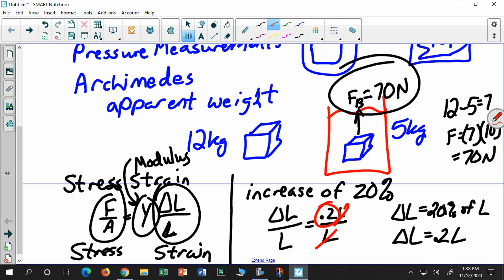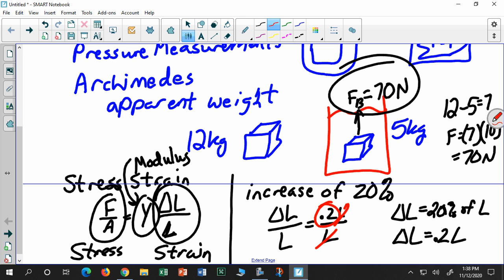It's just the percentage. Because of this, that delta L, if it increases by 20%, then delta L is 20% of L. That means delta L is equal to 0.2 times L. So I put that over here, 0.2 times L divided by L. The L's cancel, just leave me with 0.2. Alright? Okay.